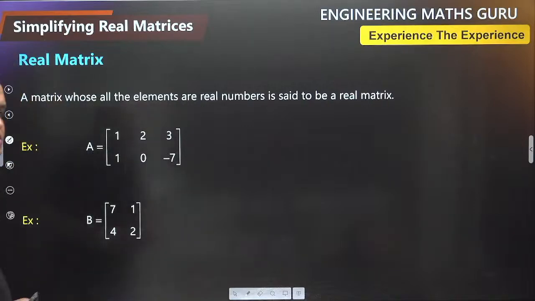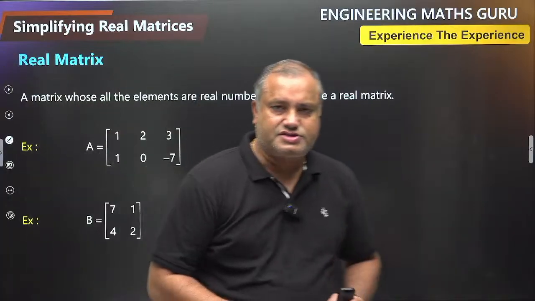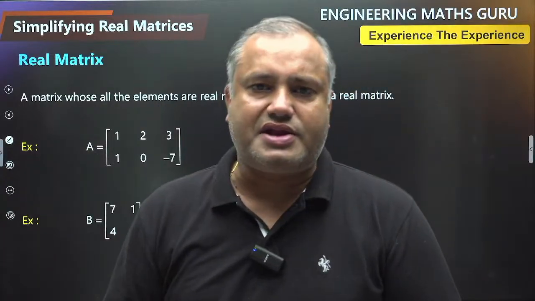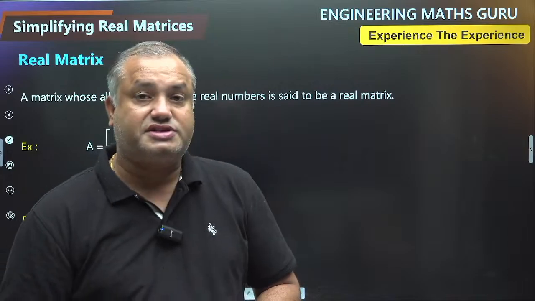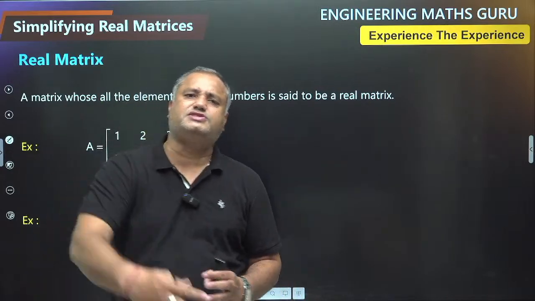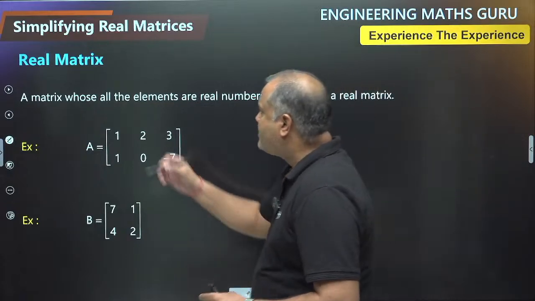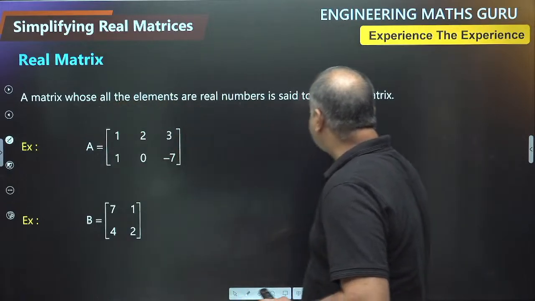Students, let us start today's session, real matrix. What do you mean by real matrix? A matrix in which all the elements are real numbers is said to be a real matrix. Such a matrix whose all elements are real numbers is called a real matrix. So students, real matrix means a matrix whose all the elements are real numbers.